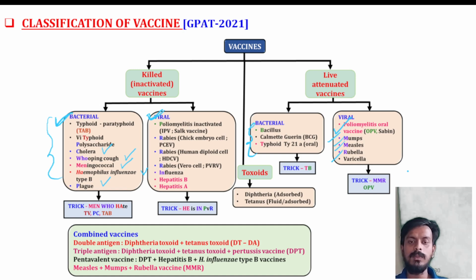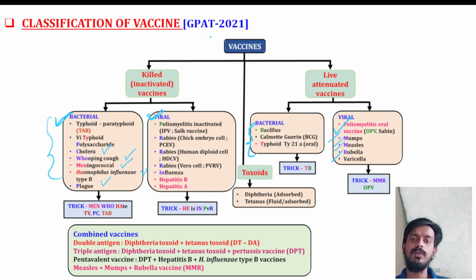Triple antigen, like diphtheria toxoid, tetanus toxoid, and pertussis toxoid, can be combined. Next is pentavalent vaccines. So DPT, hepatitis B, and Haemophilus influenzae type B vaccine can be combined with measles, mumps, and rubella. And the 5 different types of antigen can be combined for the vaccination process.